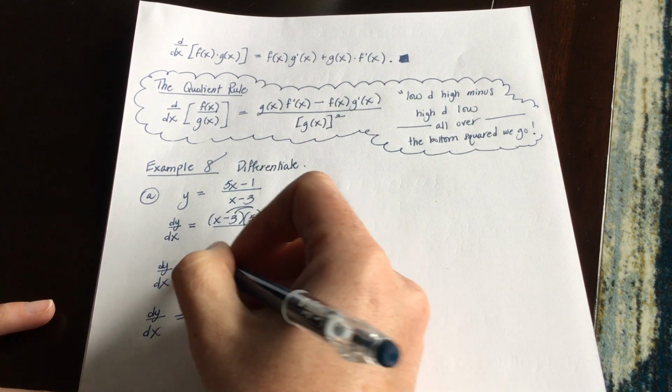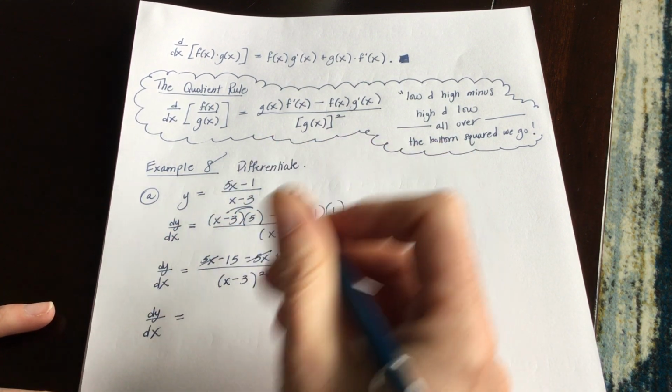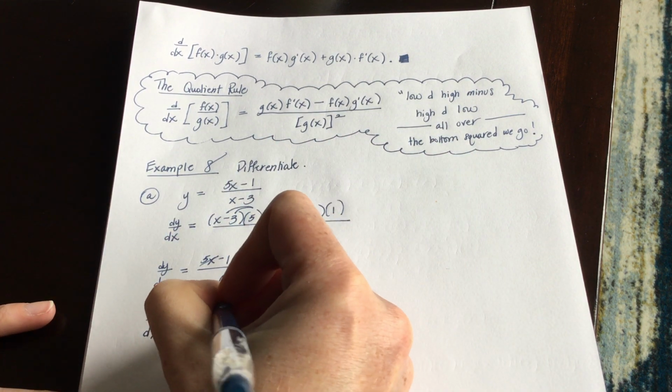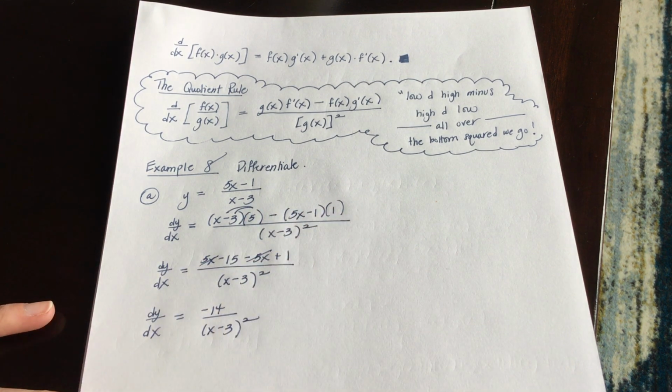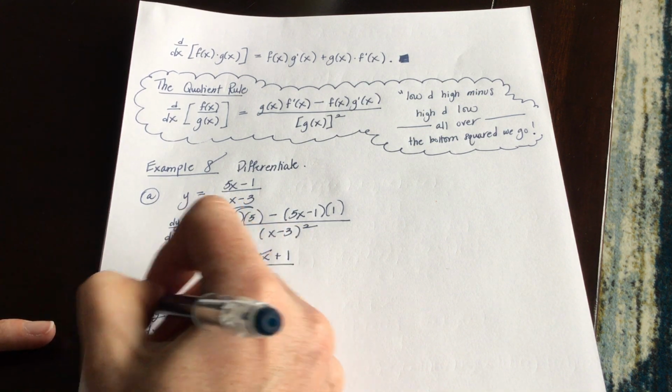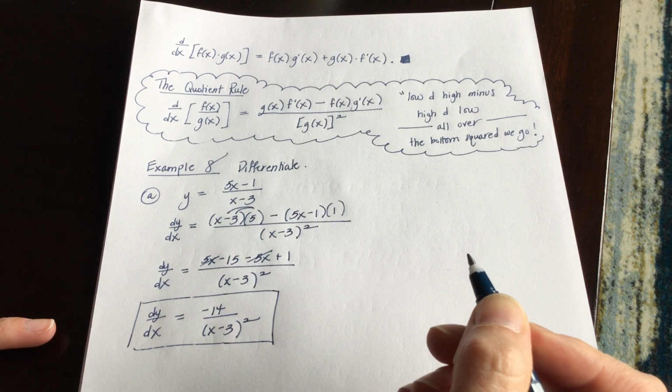We'd end up with, so 5x minus 5x, so those vanish. And so it looks like we'd end up with negative 14 over x minus 3 squared. There we go. All right. And that's it. That's how you use the quotient rule.